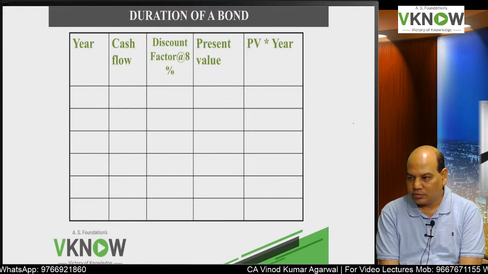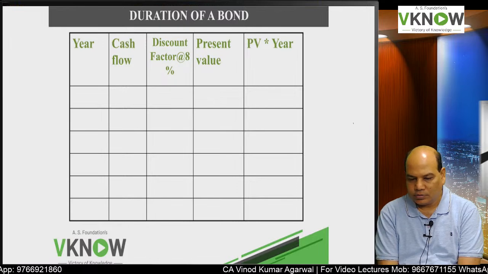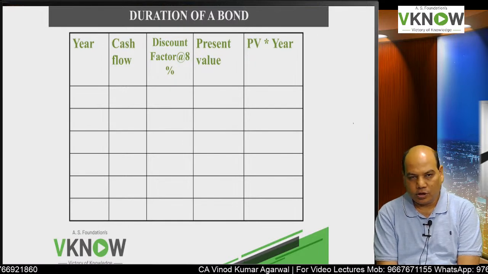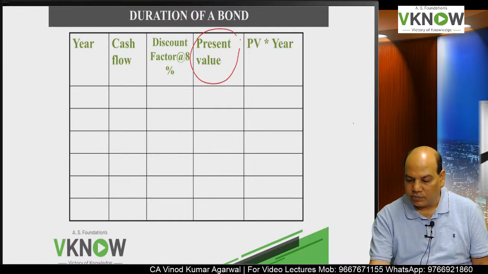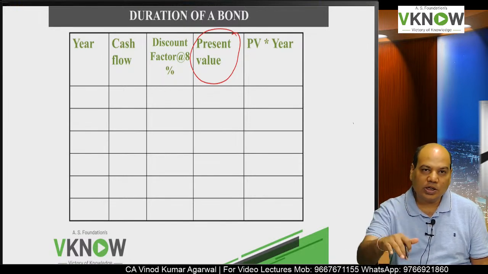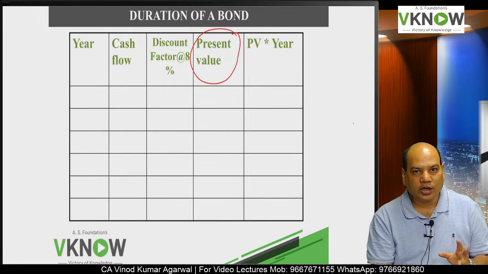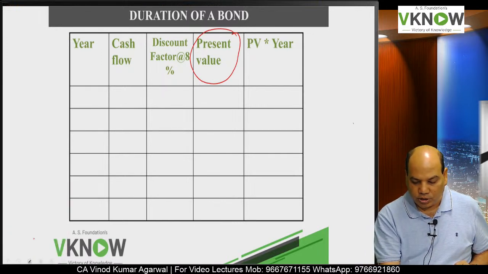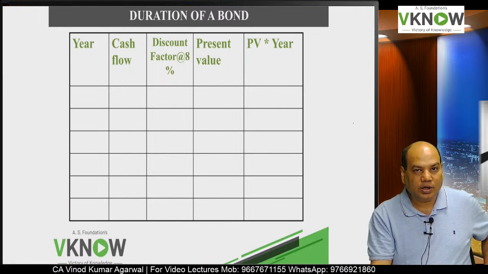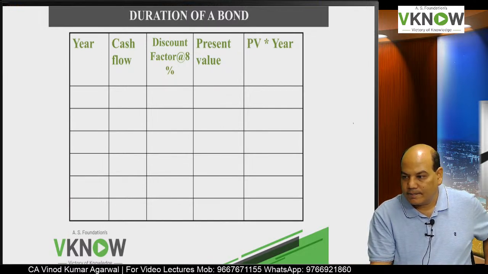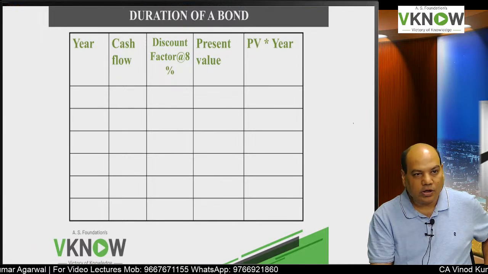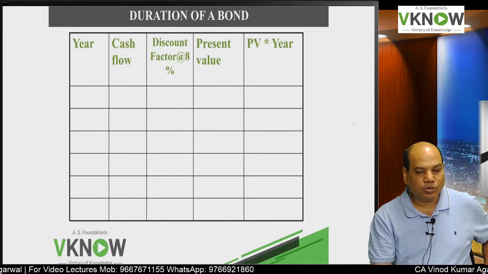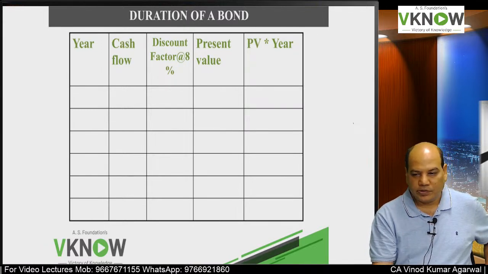First write down heading duration of the bond, then write down a table with 5 columns. We will follow this format. Otherwise you can convert present value into weights and then multiply by year. That takes little more time, and time is the most important resource in the exam that we have. Right, year, cash flow, discounting factor at 8%, present value, present value into year.